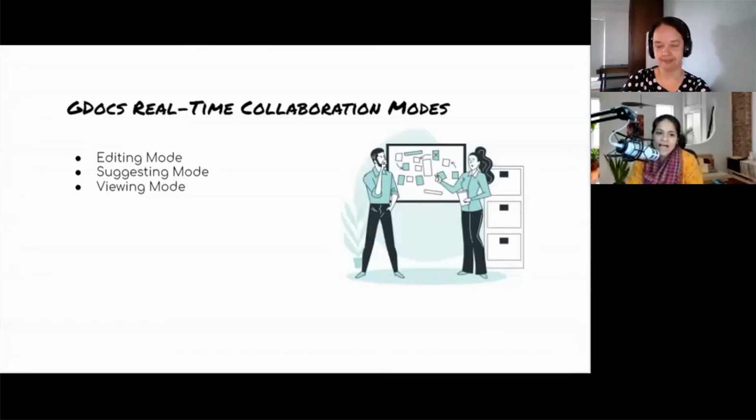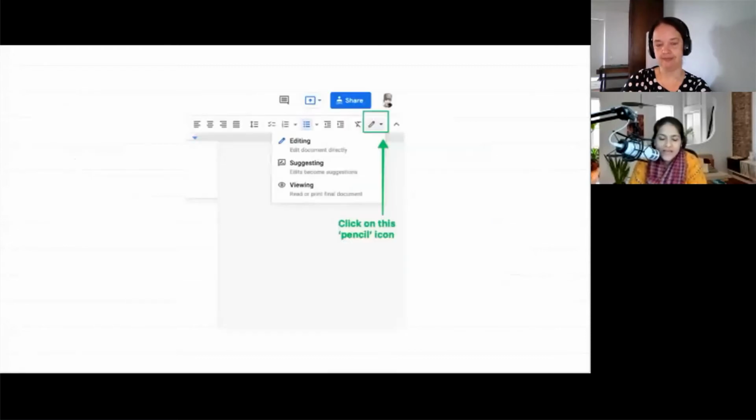Google Docs has the editing mode and the suggesting mode that helps you make real-time edits. Viewing mode, as the name suggests, allows you to only read or print the final document. However, editing and suggesting modes are quite similar when it comes to real-time edits, but are different when you want to keep track of the changes you make. First, let's find out from where you can access these modes.